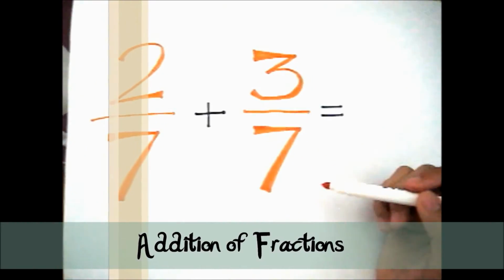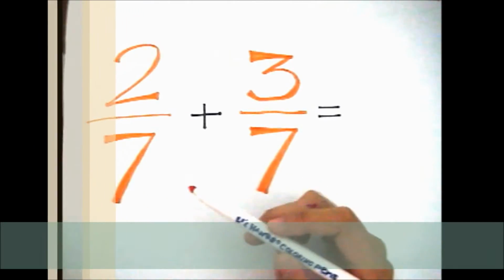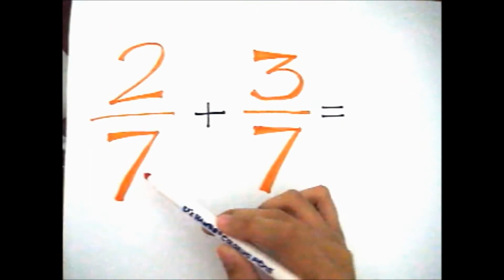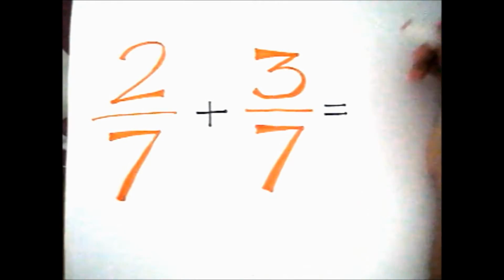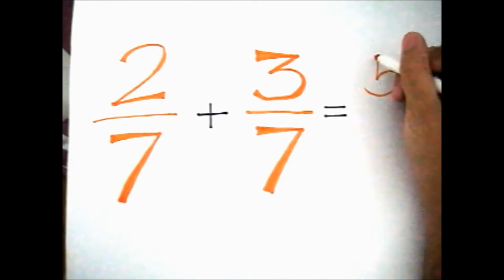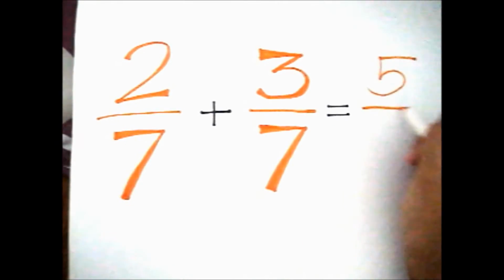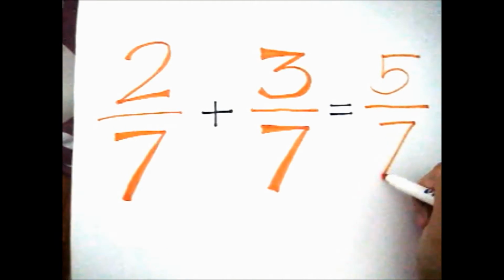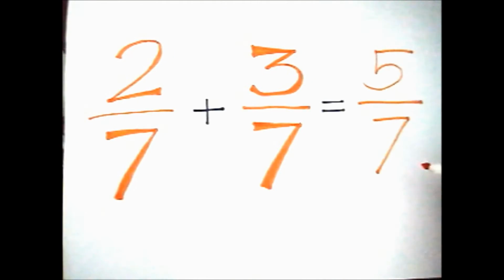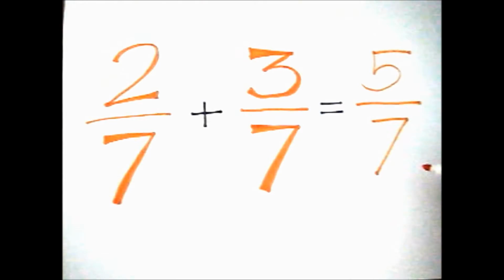Addition of fractions. In adding fractions, first we should make sure that our denominators are similar. Then, we simply add the numerators and copy the denominator. And lastly, we should always simplify the fraction to its simplest form.